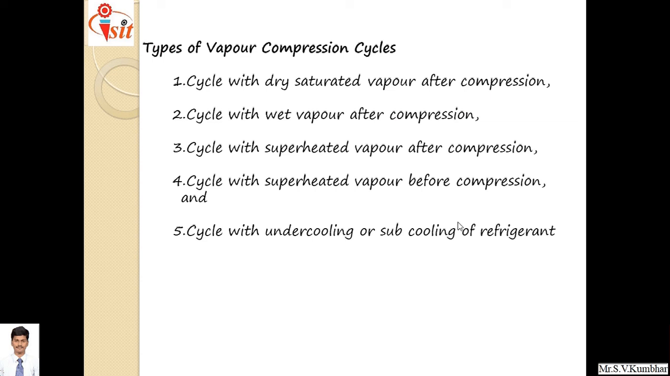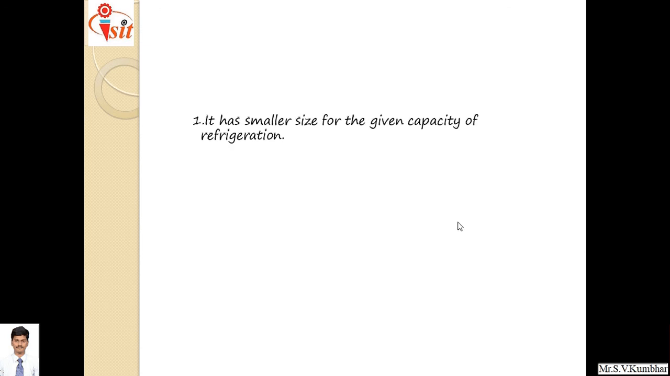There are four to five types of vapor compression cycle. First, cycle with dry saturated vapor after compression. Second, cycle with wet vapor after compression. Third, cycle with superheated vapor after compression. Fourth, cycle with superheated vapor before compression. And fifth, cycle with undercooling or subcooling of the refrigerant.